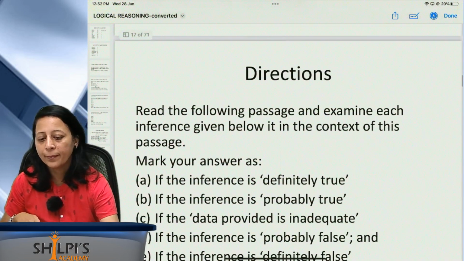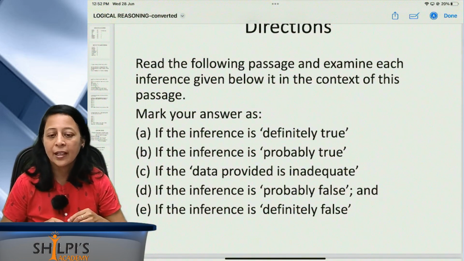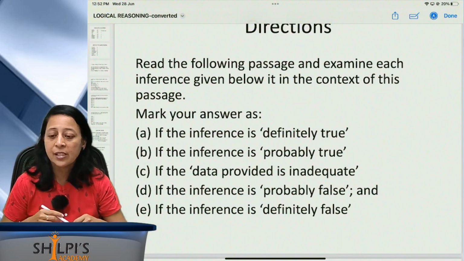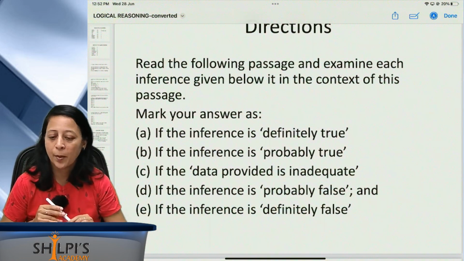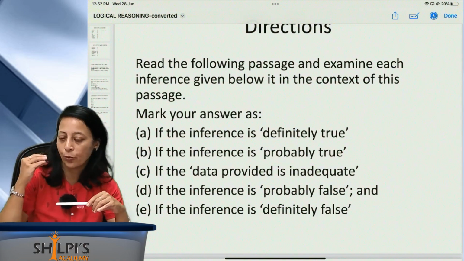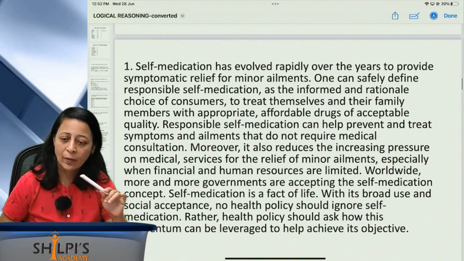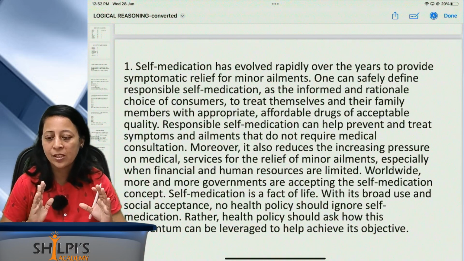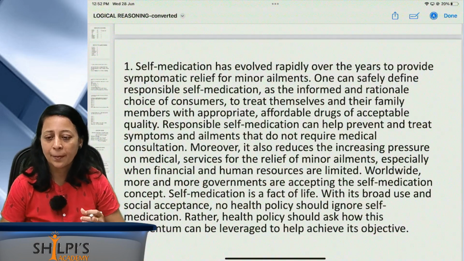Okay. So the thing is, what are the inferences, the conclusions that you could derive from this is, read the following passage and examine each inference given below. So mark your answers if the inference is definitely true or probably true, or data provided is inadequate, or the inference is probably false or definitely false. So out of these 5 conclusions, you have to tell one thing which you feel is prompt or perfect. Okay. So they would have given you a question like this. Okay. So a proper passage will be given to you. Read the passage, understand what is the meaning of this passage.